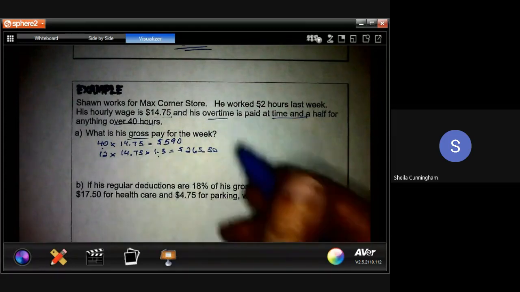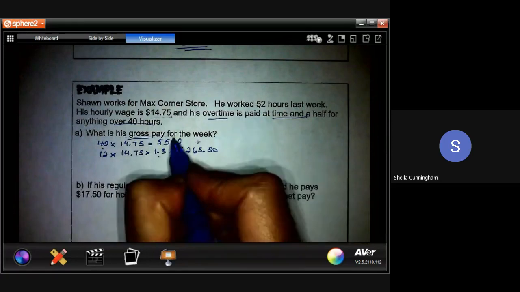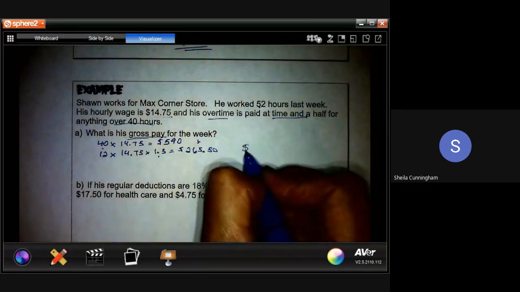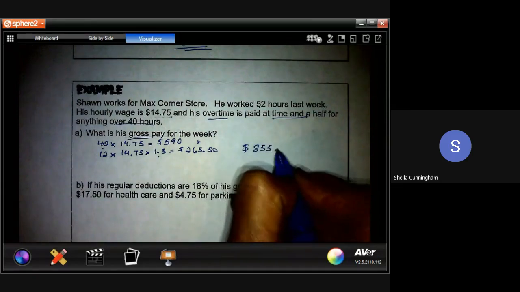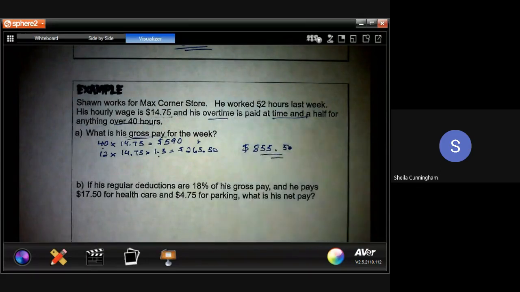So if we want to know his total gross pay, we're going to add these two together. So that means we're going to take the $590 plus the $265.50, and he makes $855.50. That's his gross pay for a 52-hour week.